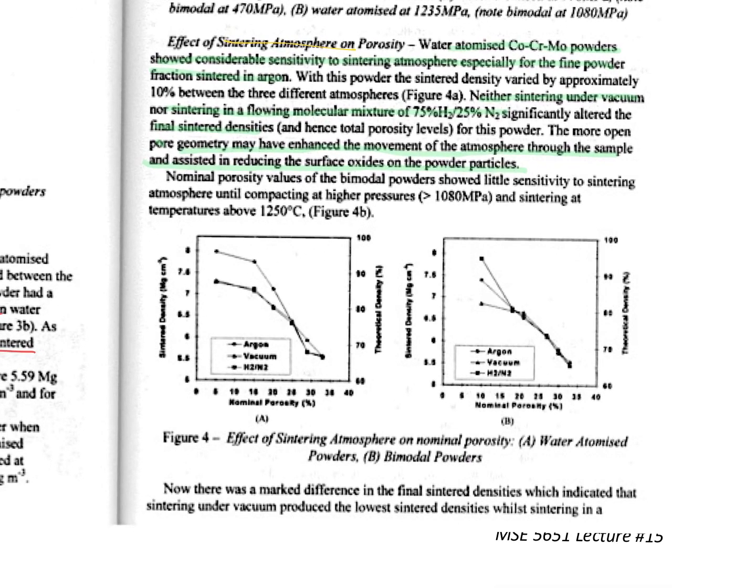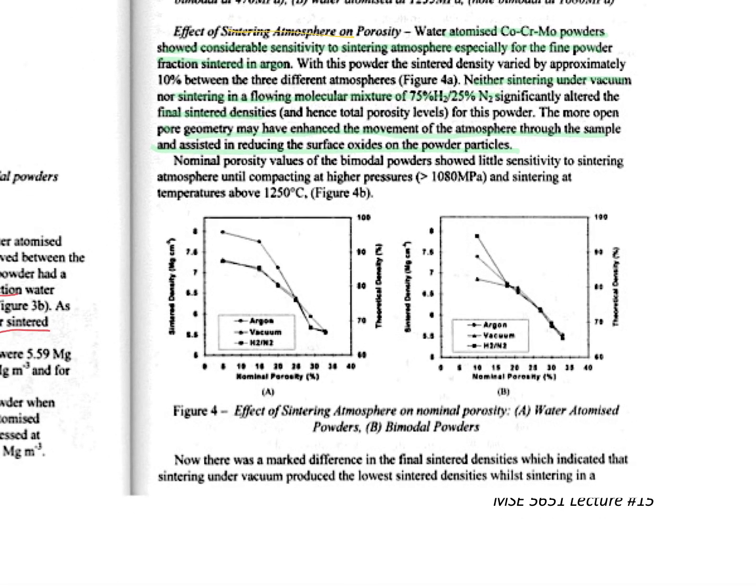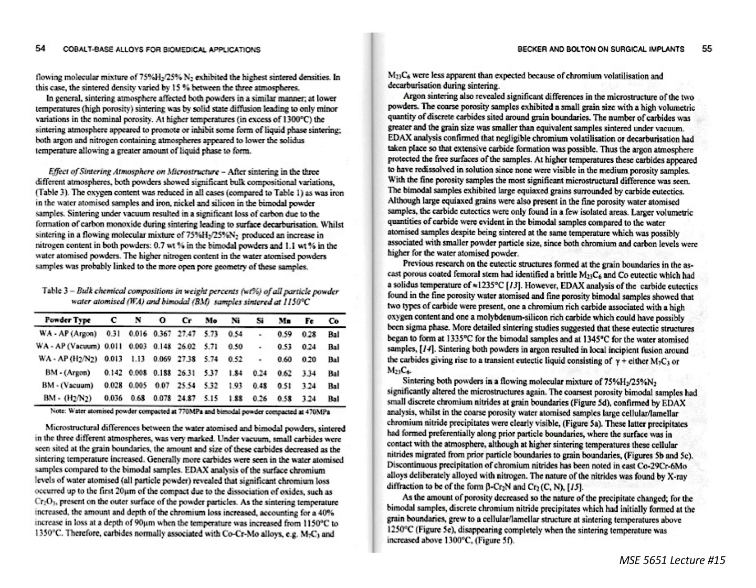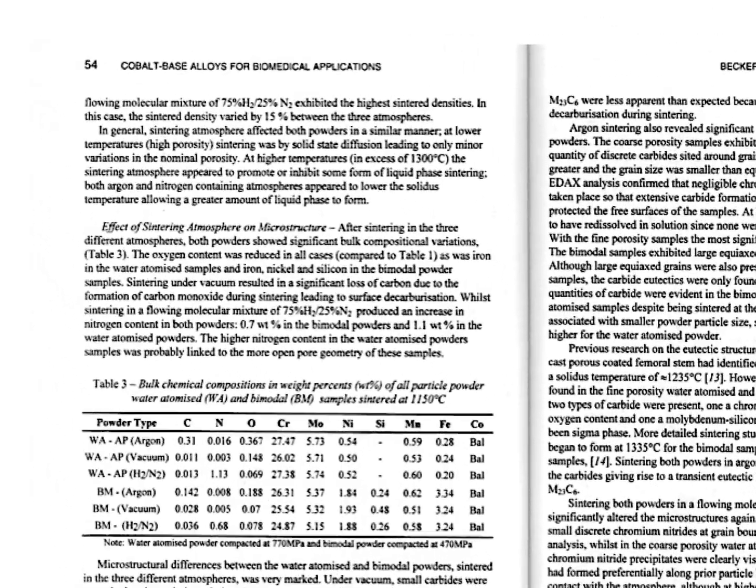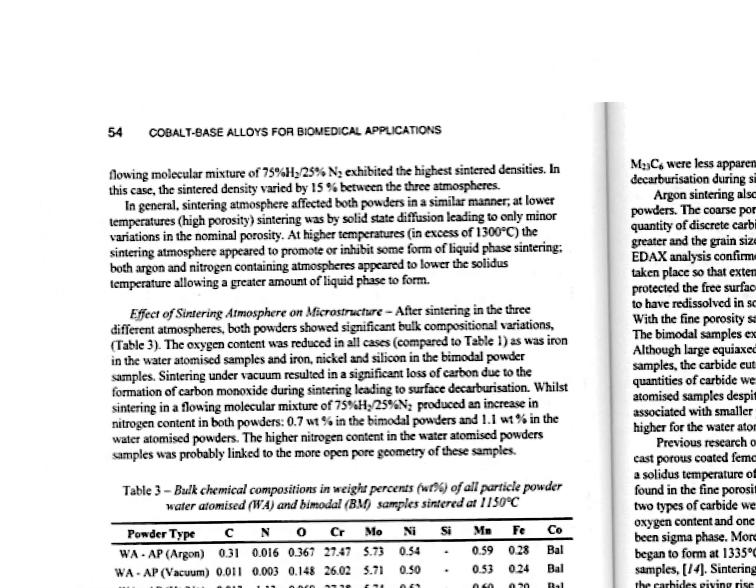All right. Marked difference in final sinter densities, which indicated that sintering under vacuum produced the lowest sinter densities, whilst obviously they're British. If you use "whilst" in the paper, you're British. The flowing molecular mixture of 75% hydrogen exhibited the highest sinter densities. All right, and so we get the highest sinter densities with the hydrogen. Let's see.